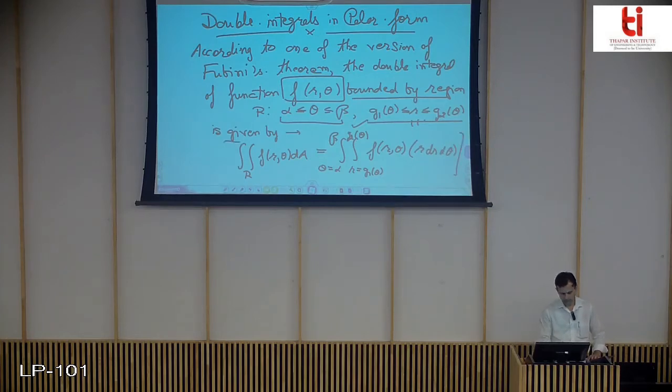So here we have the double integral in polar form in this required form. Now the limits of integration are in terms of r and theta, where the limits of integration for theta are constant, whereas r is the curve given in terms of theta, so the limits of integration of r will depend upon theta.